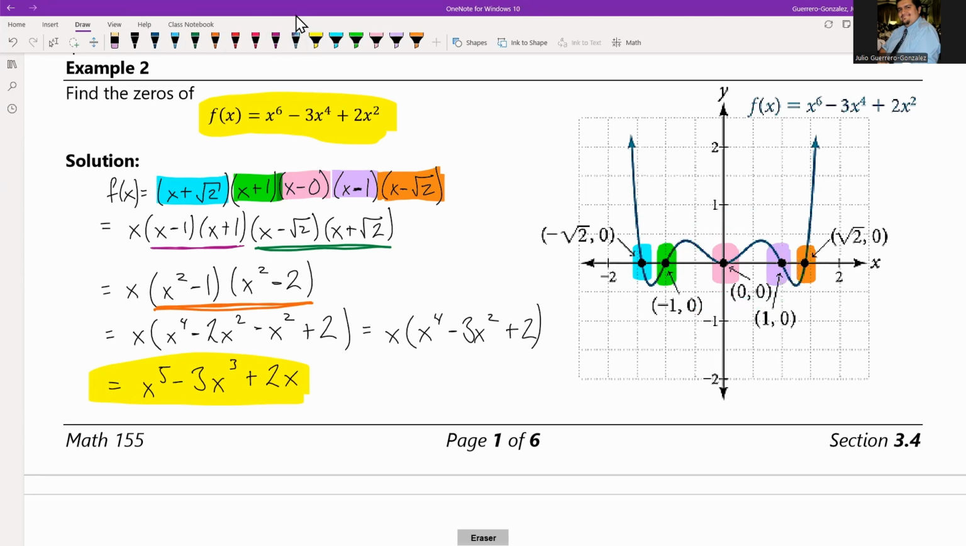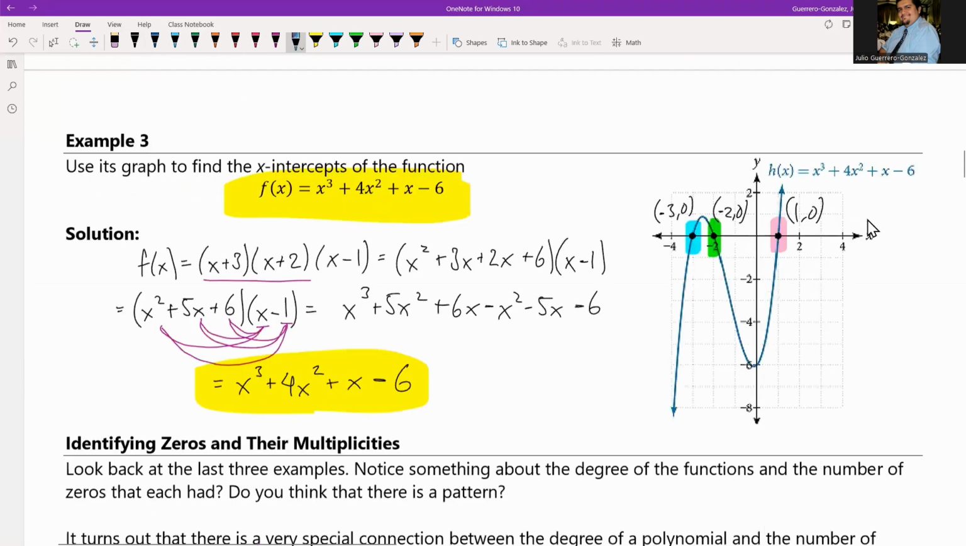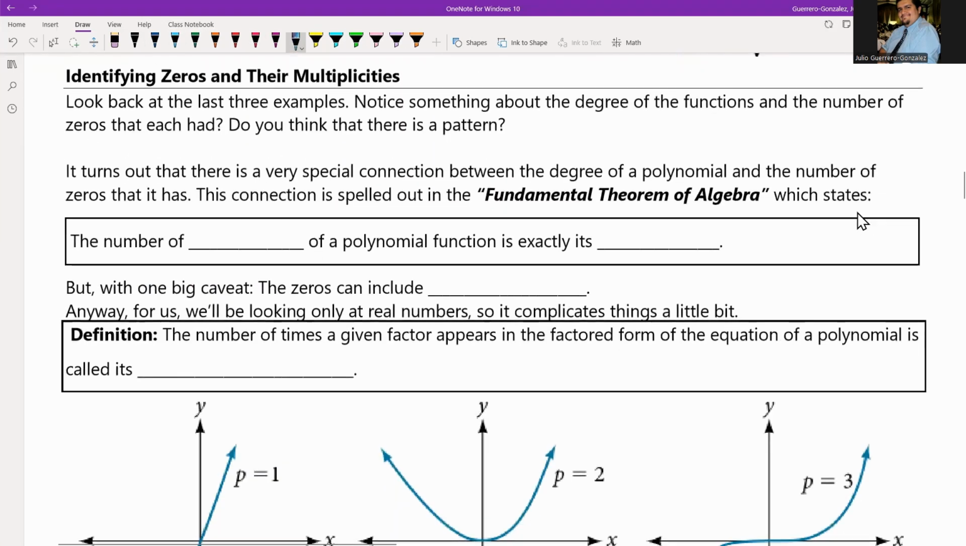Okay. So now, let me continue on with the notes, and this will be rounded out with the notes that I'm about to cover: identifying zeros and their multiplicity. Now we're going to get into the multiplicities of a zero. The first thing I need to cover is the fundamental theorem of algebra. I did cover it already, I believe, in section 3.3.